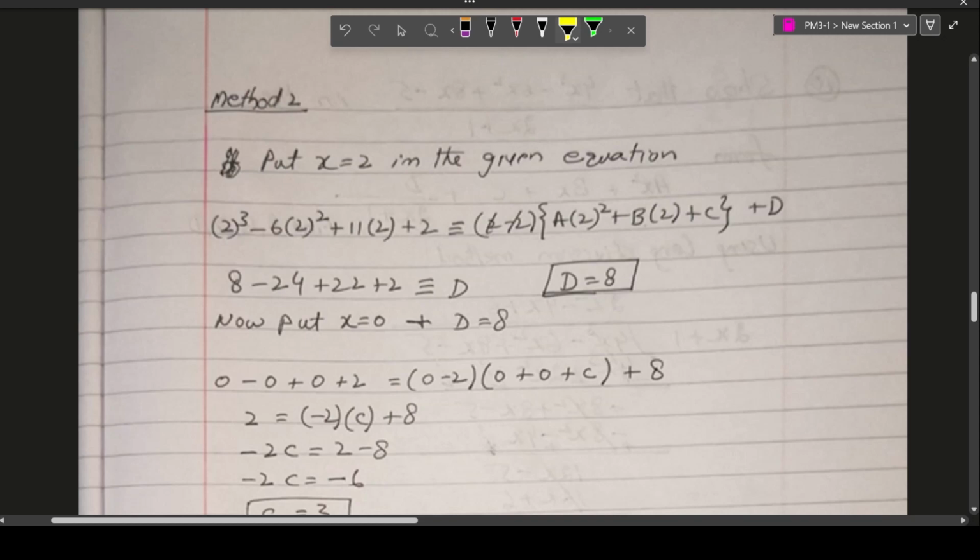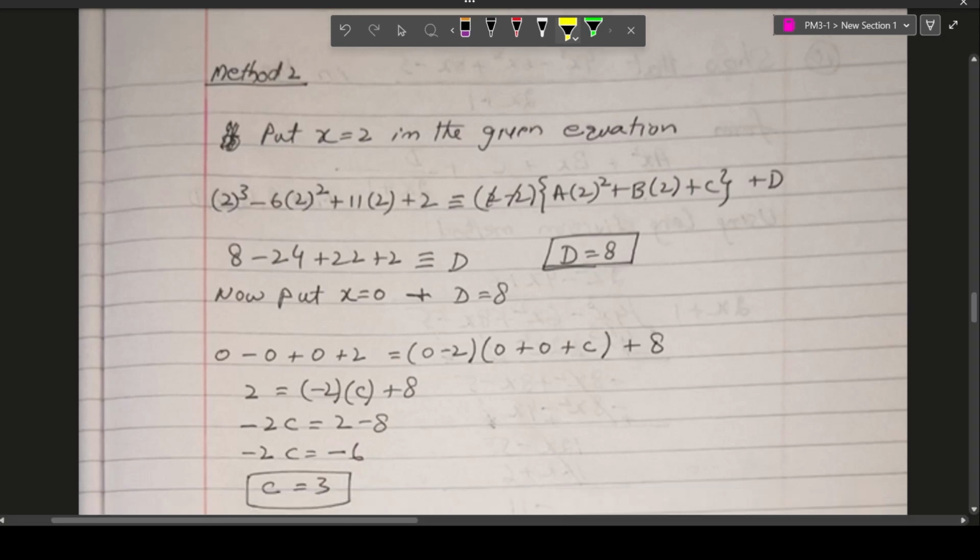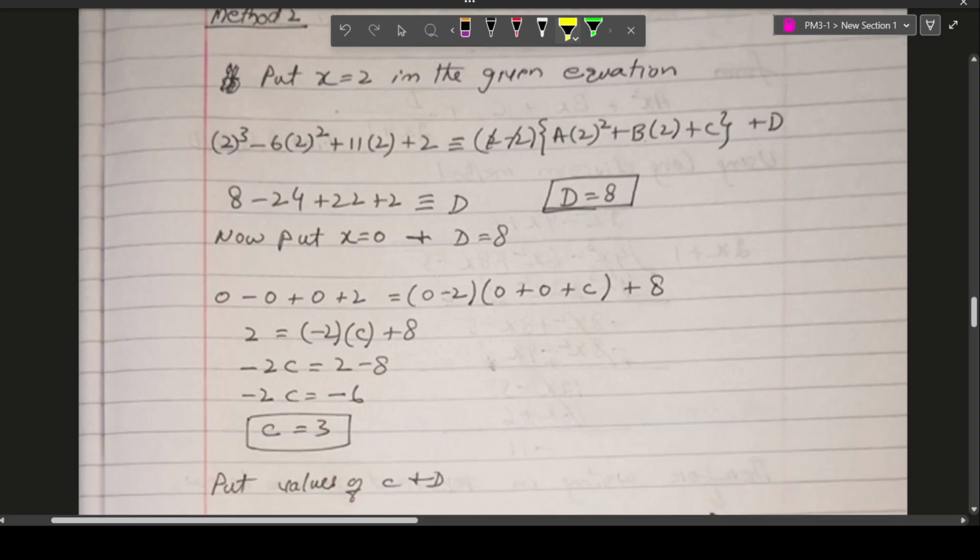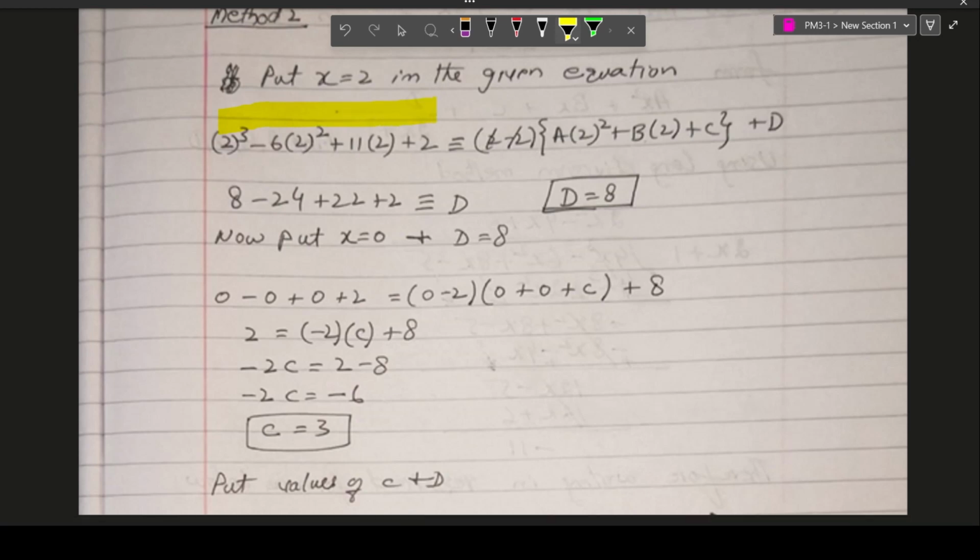Now going to method number 2, just put the value of x equal to 2 in the given equation, and we know that it was x cube minus 6x square plus 11x plus 2. On the right hand side also it was x minus 2 and ax square plus bx plus c. So wherever x was, we have replaced it with 2. So you see 2 cube minus 6, 2 square, 11 times 2 plus 2, and 2 minus 2.